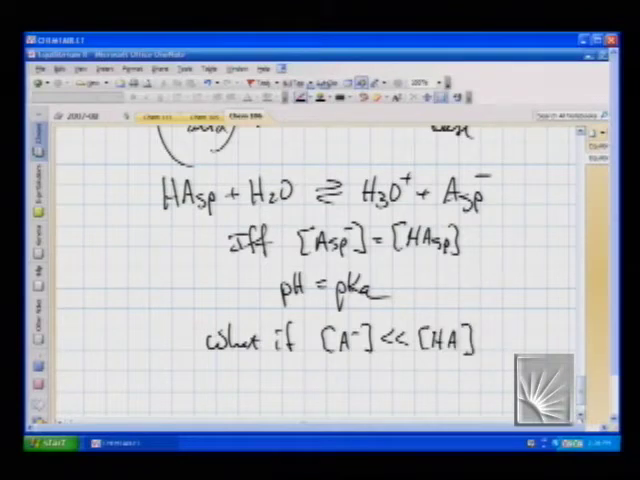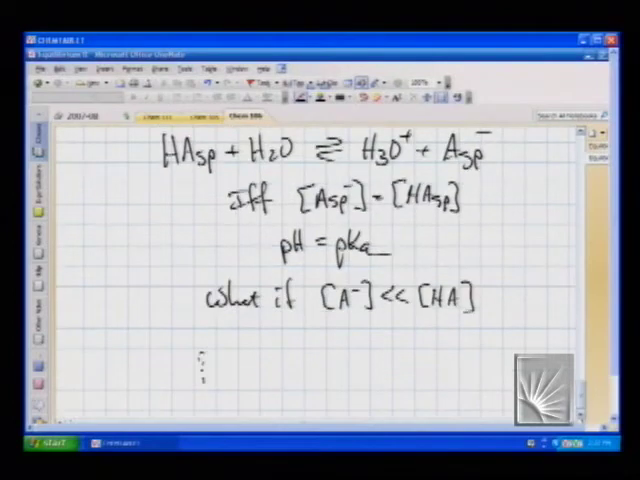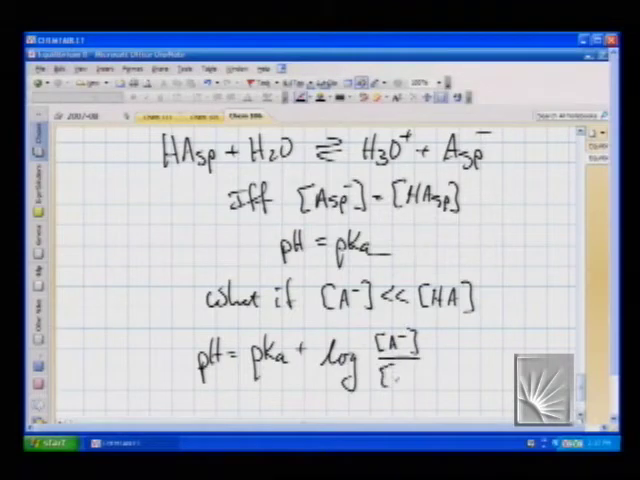What happens to the pH if the concentration of the conjugate base is much less than the concentration of the weak acid you started with? Go back to that Henderson-Hasselbalch equation. It ends up that this is a very easy equation to memorize, which is another reason why I try to avoid it. I'll show you how you can always write it down just from scratch.